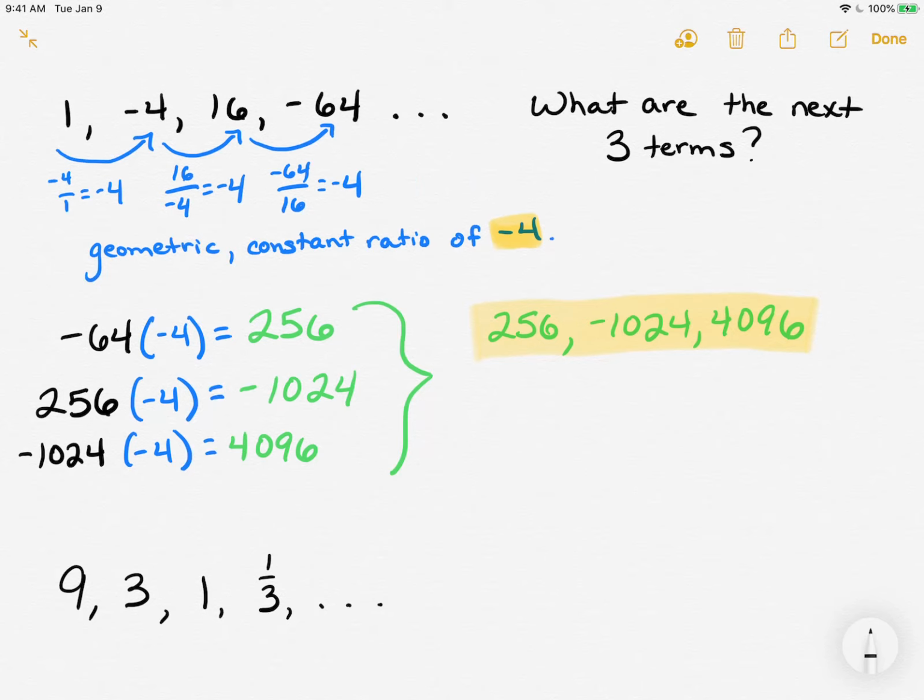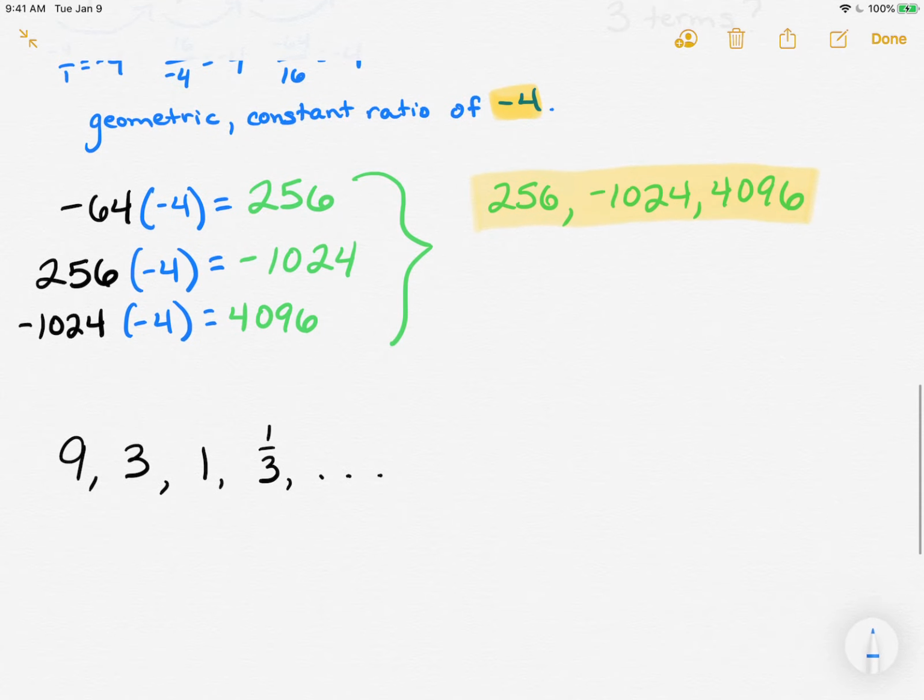Very good, Emily. The pattern here is that I'm dividing by 3 each time, or you could also think of this as multiplying by 1/3. Either one of those is fine. I'm going to keep it as multiplication because if you're having trouble just looking at the pattern, sometimes it's hard to look at it and just know it's divided by 3. But if you write out our ratios like we've been doing every time, 3 divided by 9 is 1/3. 1 divided by 3 is 1/3.